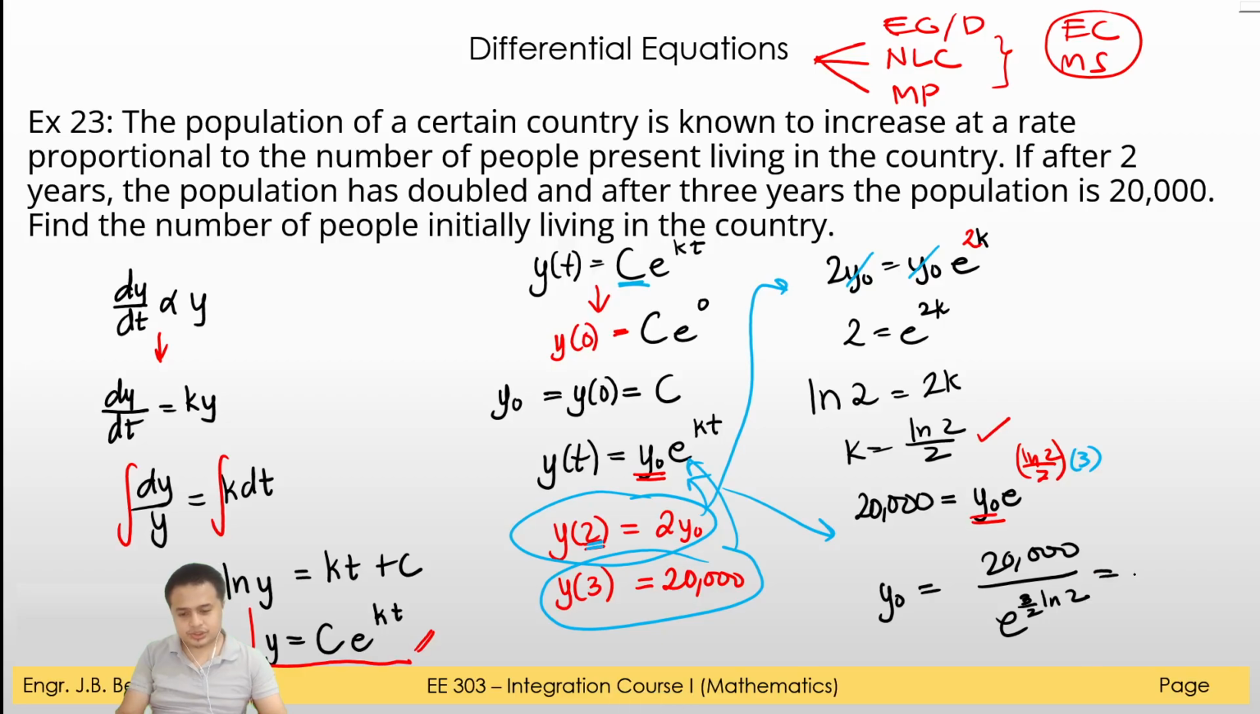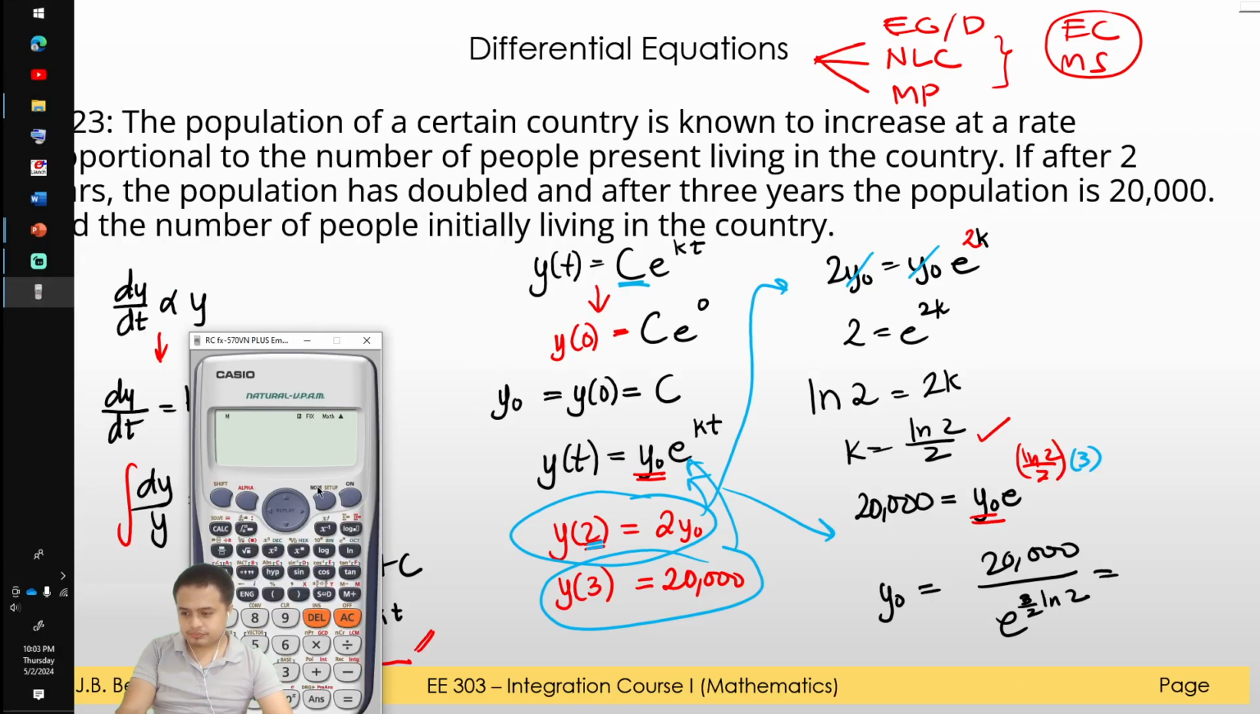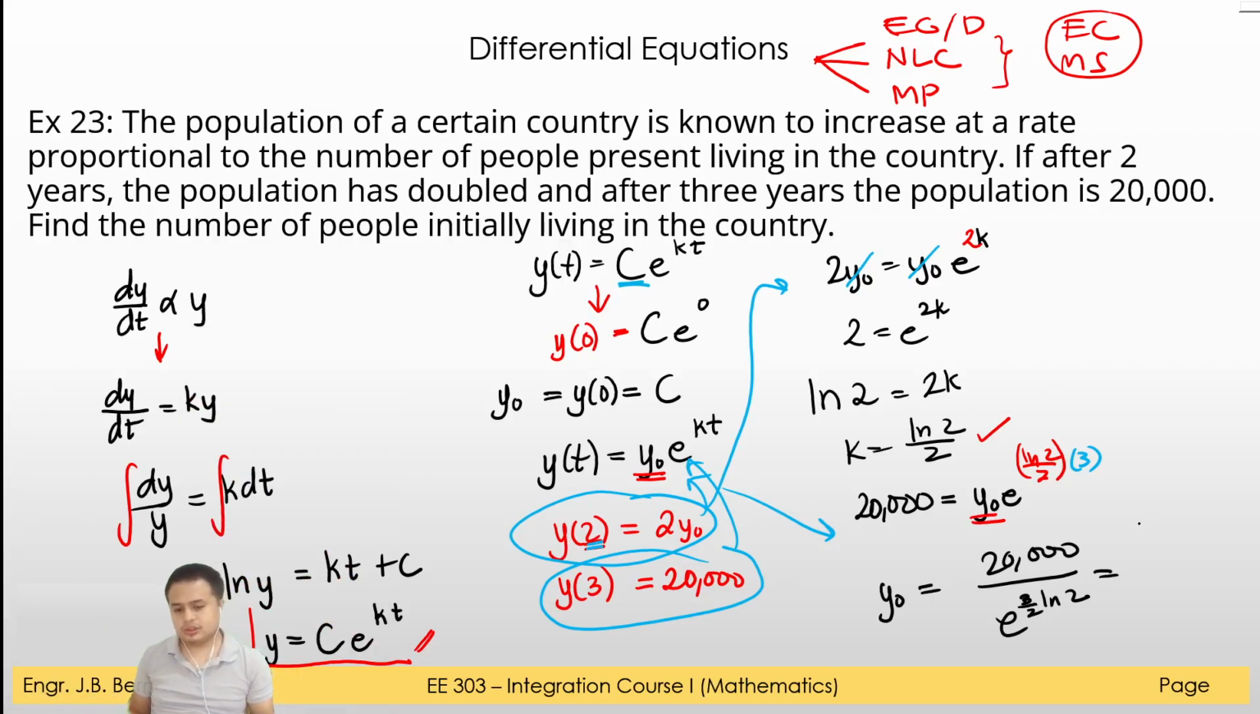Solving this using your calculator, we have 20,000 over e raised to 3 halves ln 2. So the answer should be 7071, or something close to this. Okay, so that's all.